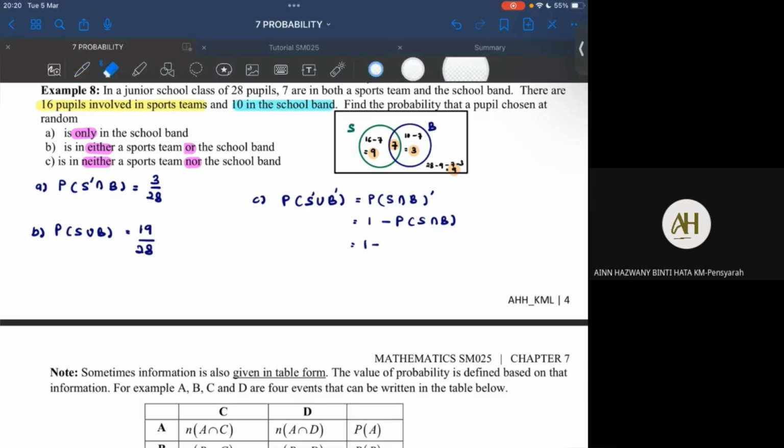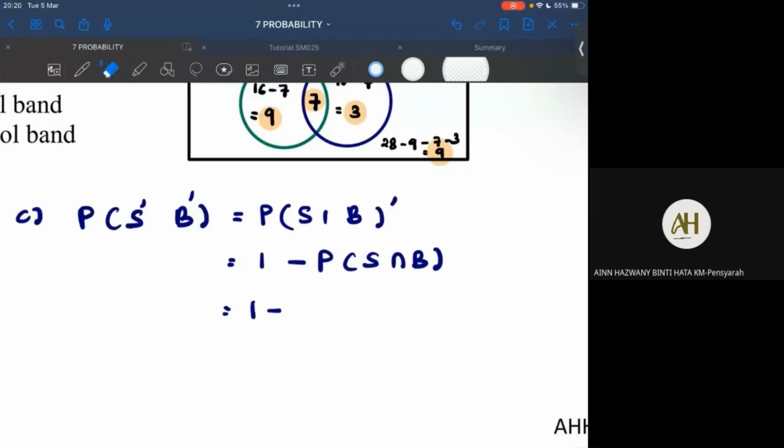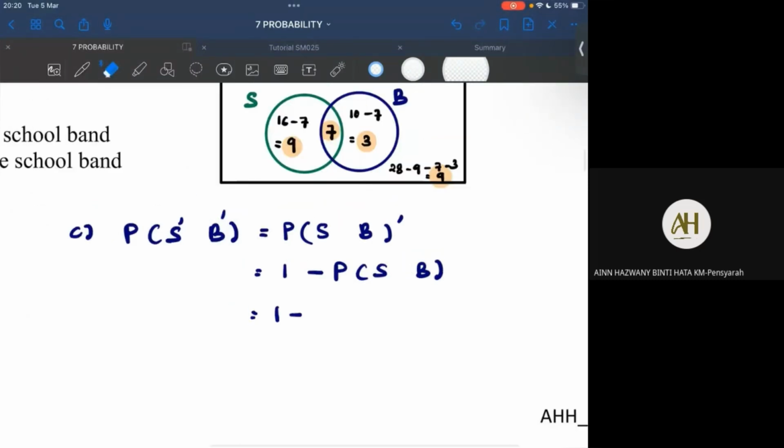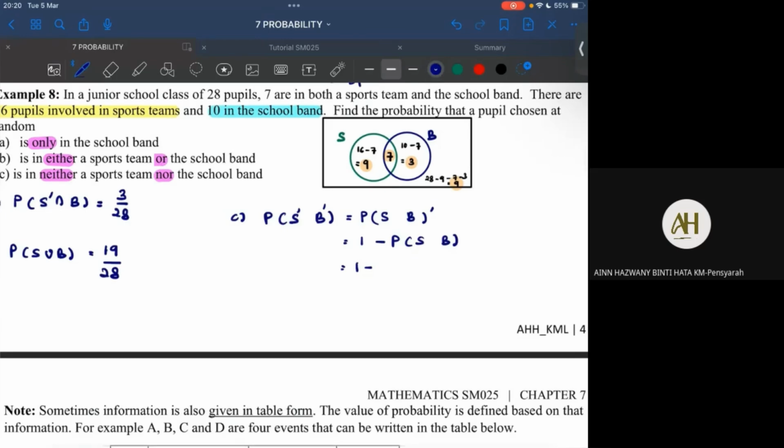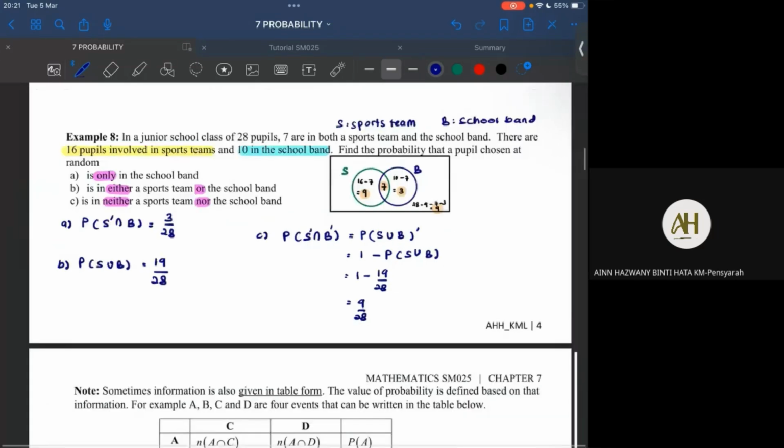Sorry, salah. Sini ialah intersect. Okay, sebab neither nor kedua-duanya tidak. So ini intersect, sini akan jadi union, sini akan jadi union. Okay, so this we have from question B, 19/28. So that will get us to 9/28.